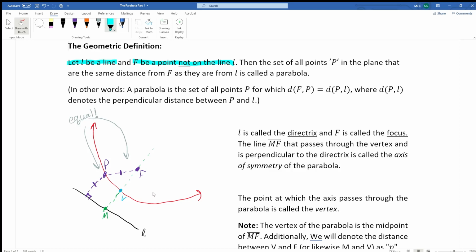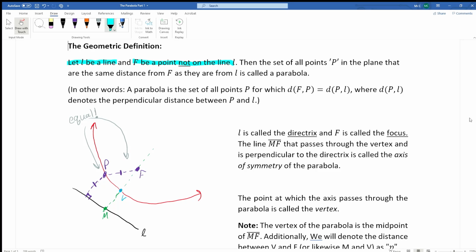So if we look at our red graph of the parabola here, what makes this a parabola is that every point on this graph, such as this point P, if you draw a straight line to F and you draw a perpendicular line down to L, those distances will always be the same, no matter which point on this graph you pick. So, in other words, a parabola is the set of all points P for which the distance between F and P is equal to the distance between P and L. And that specifically is where the distance between P and L is the perpendicular distance.